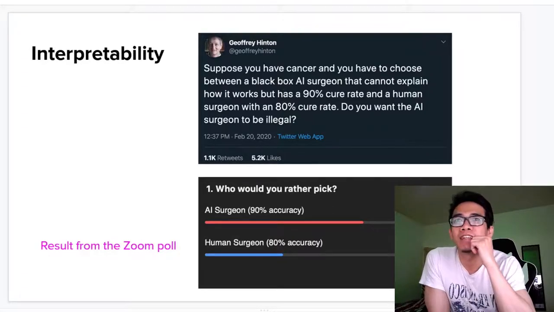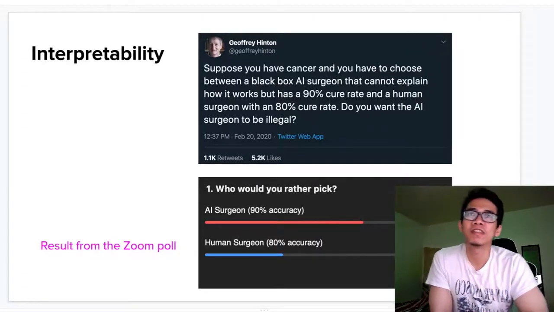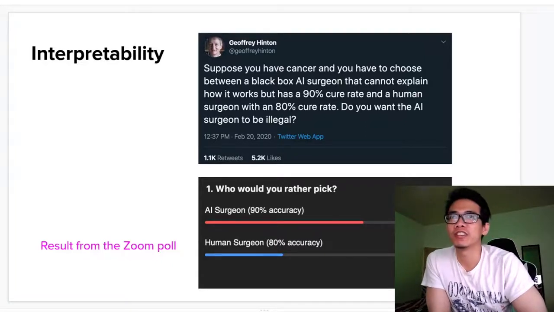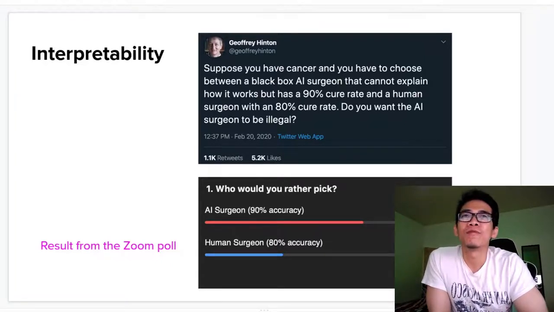Suppose that you have cancer and you have to choose between a black box AI surgeon that cannot explain how it works but has a 90% cure rate and a human surgeon with an 80% cure rate. Do you want an AI surgeon to be illegal? So who would you pick? Now, I think more than half, or like 2/3 of the class, picked the first option, the AI surgeon. It would be the correct answer. What this means is that interpretability is not important.